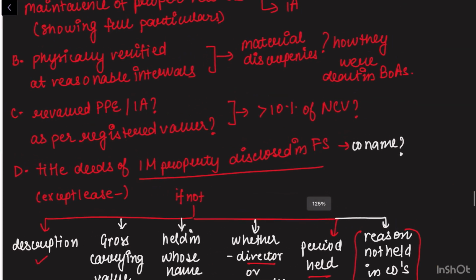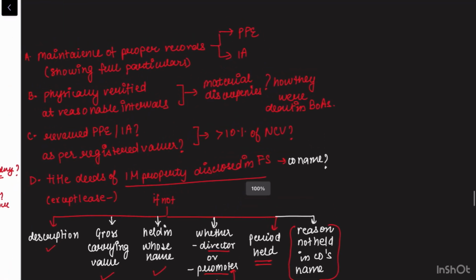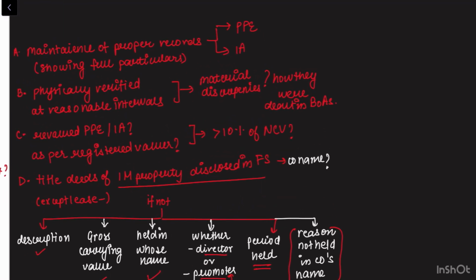So if we see here, it is summarized over here. We have to first of all tell about the maintenance of proper records of the PPE and intangible assets, showing the full particulars. Now, if the company is maintaining proper records showing full particulars for both PPE and intangible assets, if they have been physically verified at reasonable intervals, and if there are any material discrepancies, how they are dealt with in the books of accounts.